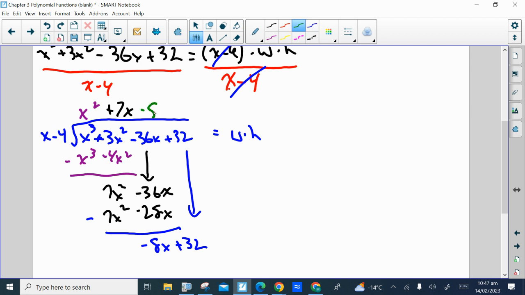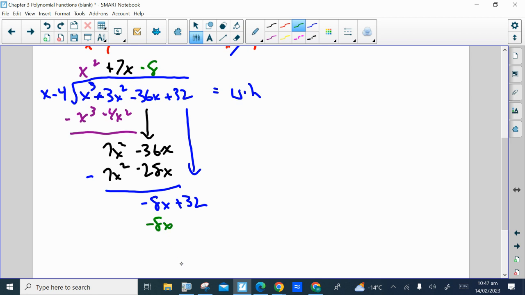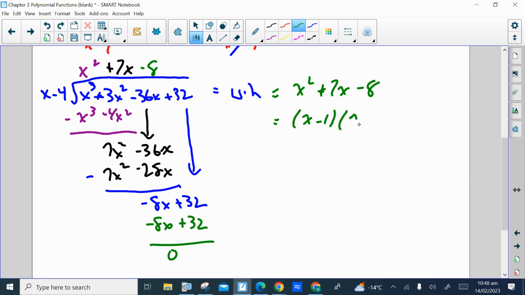And I'll need to put a -8 up there, because -8 times the x gives us -8x. And -8 times -4 is positive 32. Once again, when you subtract, they both cancel. You get a remainder of 0. And so that means that x minus 4 divides evenly into the polynomial. It also tells us that w times h is the quotient, x squared plus 7x minus 8.